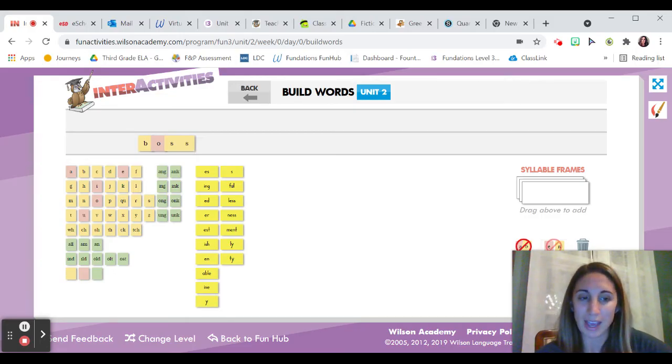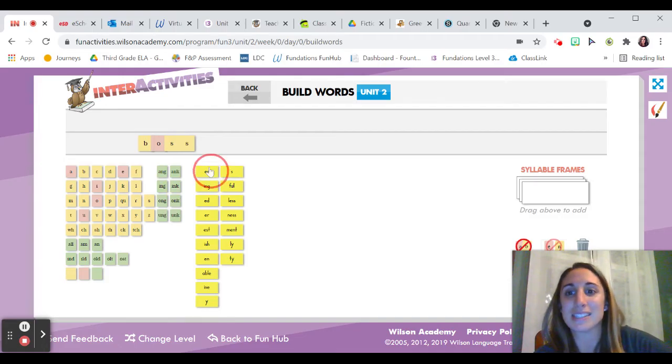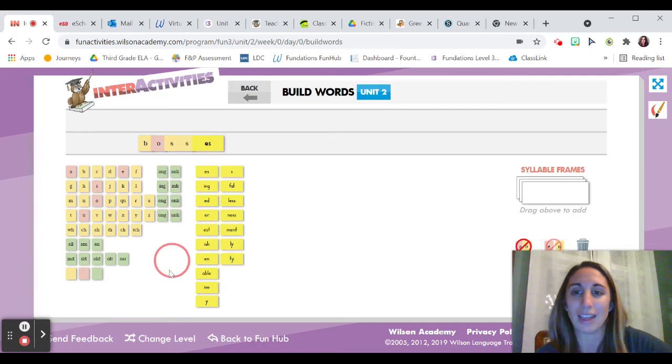Do you remember what we just said? Which suffix? ES or another S? We don't want to triple the S's. We want to add the suffix ES. So it says bosses. Scooch it over so we can see the whole thing. There we go. Nice work.